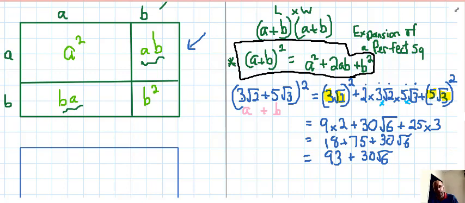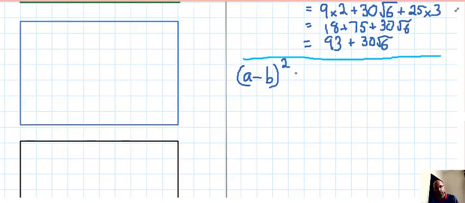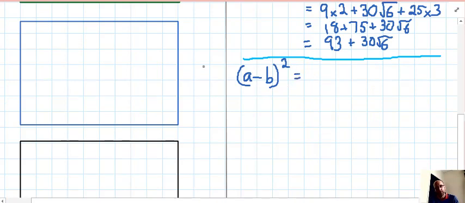So looking at the third out of 4 patterns, this one's very similar to the one we just did. What if we didn't have a plus sign there? What if it was a subtraction or a difference? So we have a minus b all squared. And how do we draw a picture of that? So in other words, I'm asking what does this expand out to? We just did a plus b all squared. What about a minus b?